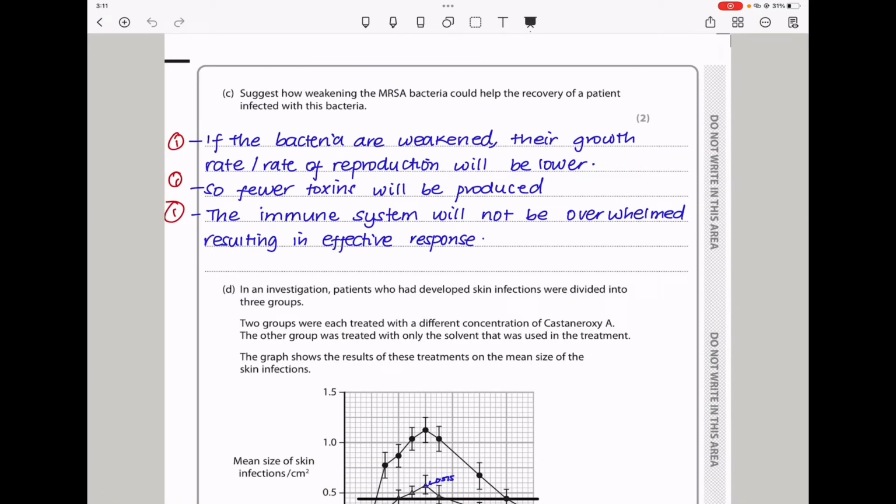In part C, suggest how weakening the MRSA bacteria could help the recovery of a patient infected with this bacteria. If bacteria are weakened, then the growth rate is going to be slower, meaning this gives time for the immune system to be able to fight. So I said if the bacteria are weakened, their growth rate or rate of reproduction will be lower, so fewer toxins will be produced and the immune system will not be overwhelmed, resulting in an effective response.